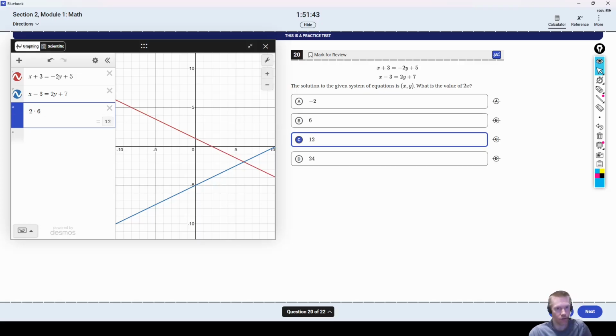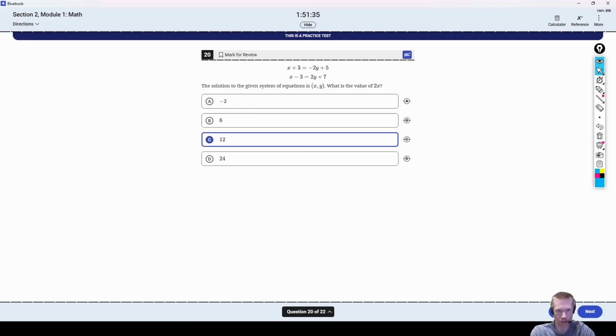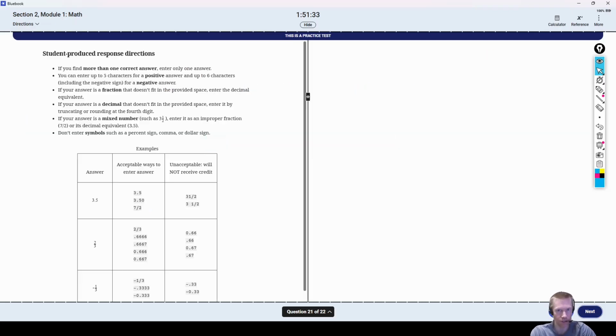Deleted it, and then just multiply that by 2, and you get 12. So if you want to do it that way in Desmos, again, if you don't recognize that, just add them together as they are to make 2x, totally fine. The correct answer for this one is letter C.